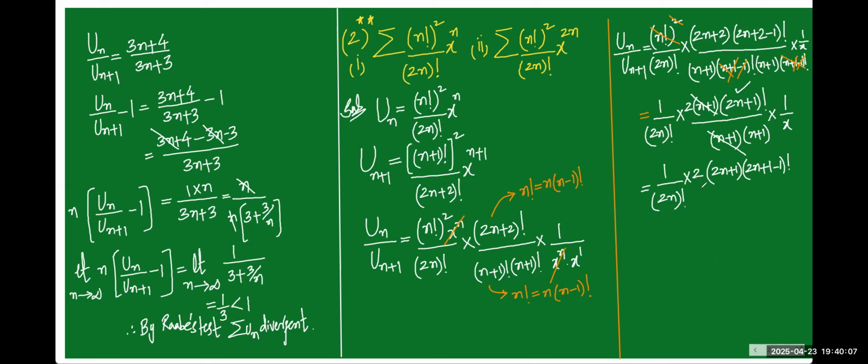And denominator is n plus 1 into x. Plus 1 minus 1 cancel. 2n factorial cancelling with this 2n factorial. So finally un by un plus 1 value, what we are getting? Look at this. 2, sorry, 2n plus 1 also there. 2 into 2n plus 1 by n plus 1 into x.